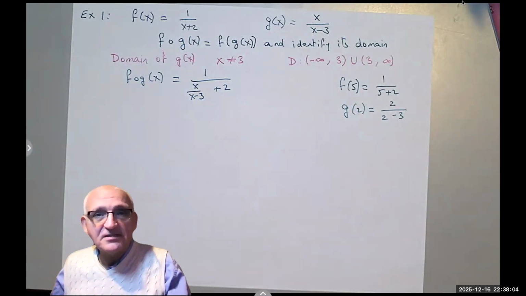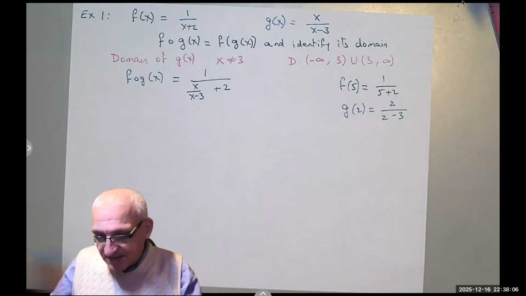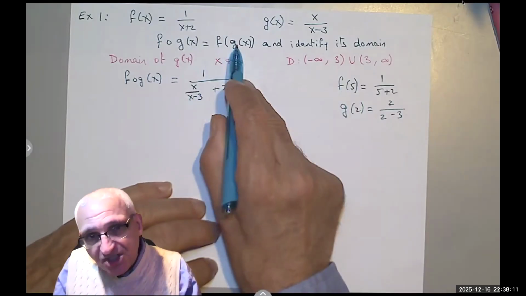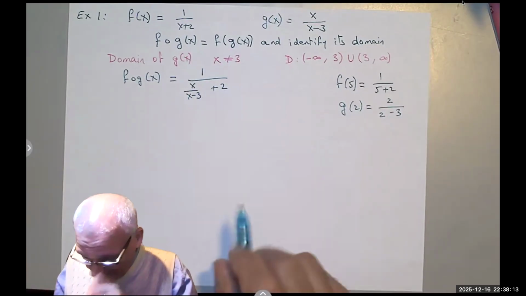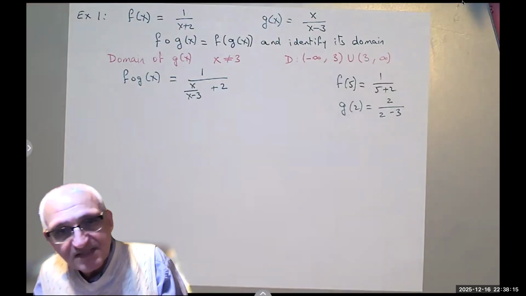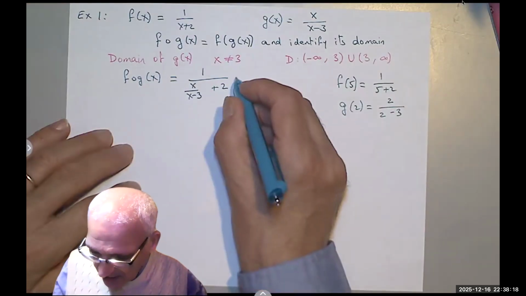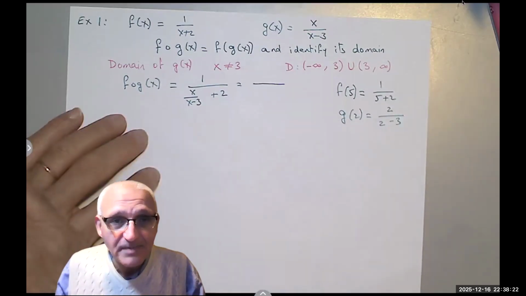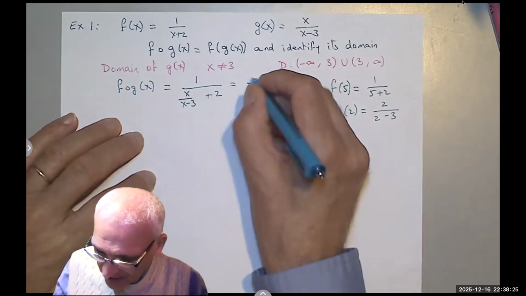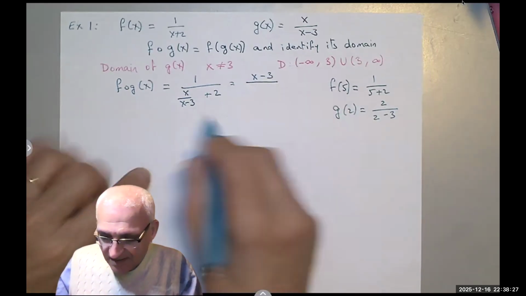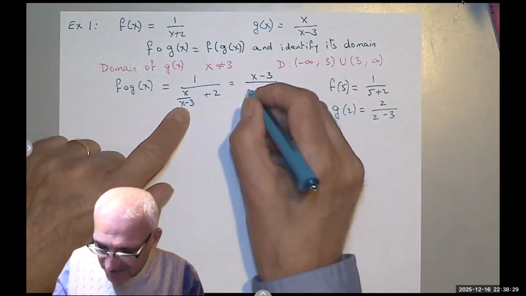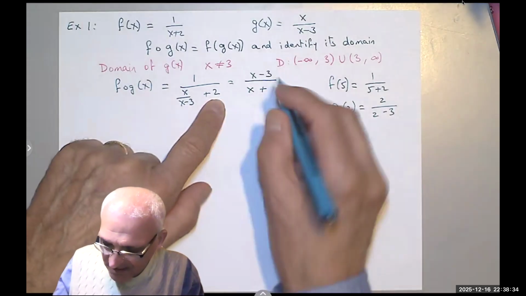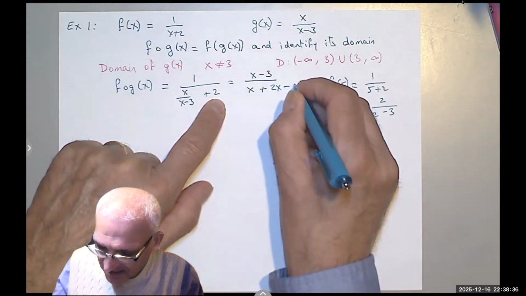Okay, it's really very simple. Every time you see x, you replace it with g of x because it's not f of 5, it's f of g of x. So now we want to simplify this function. We can use a common denominator by multiplying top and bottom by x minus 3, right? So the numerator becomes x minus 3. When I multiply the first term by x minus 3, I get x, plus, and when I multiply the second by x minus 3, I get 2x minus 6.